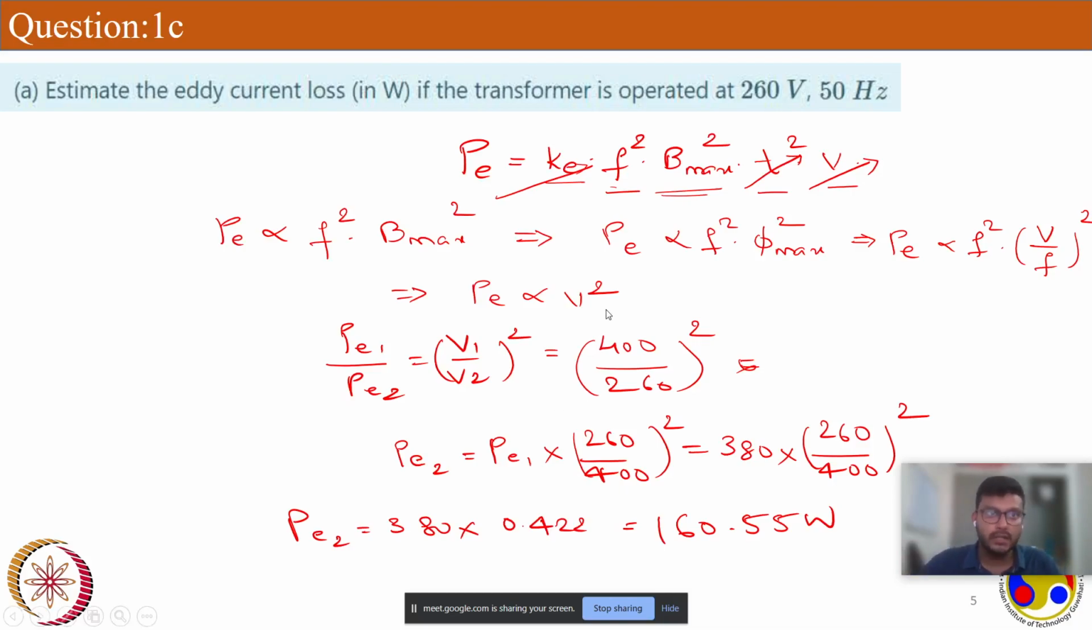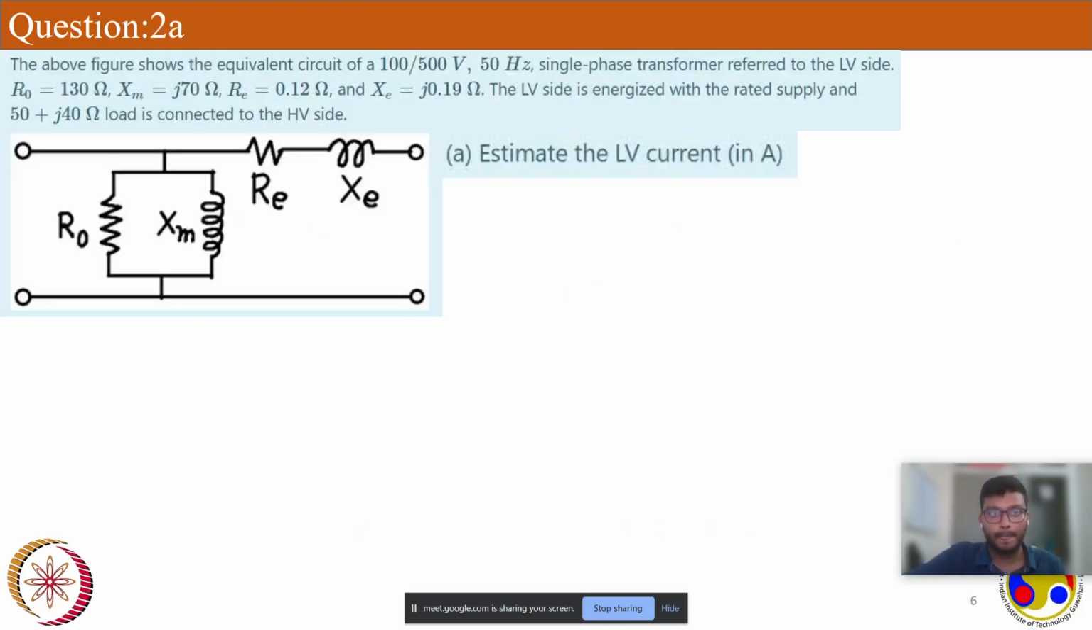That's a simple relation showing the dependency of eddy current loss and hysteresis loss on the voltage and frequency. Now you can solve for different voltages and different frequencies and see how to approach such questions. Please do solve the questions along with me so that you will also get the hang of it.